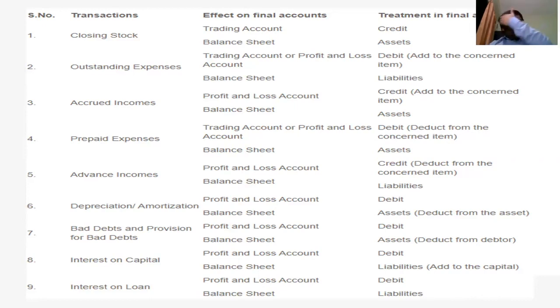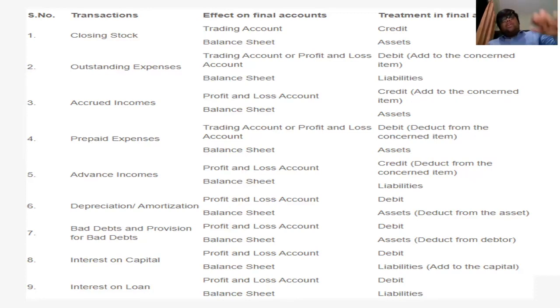The last one is interest on loans. So it is the amount of interest which is allowed on the loans. So it is an expense and hence it is shown on the liability side of the balance sheet and debited to the profit and loss account.